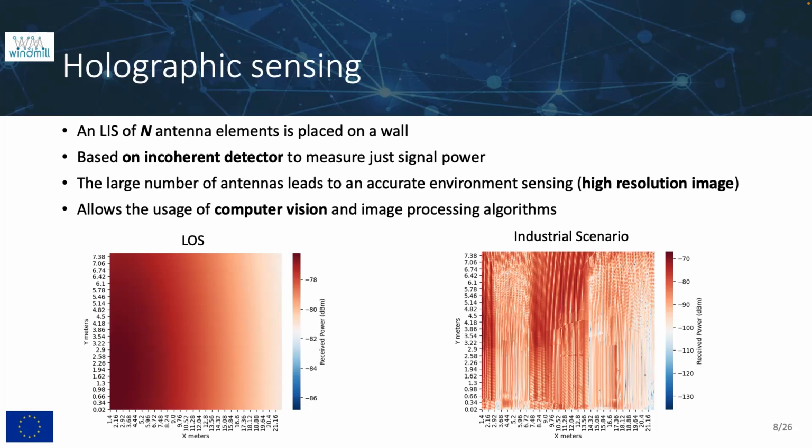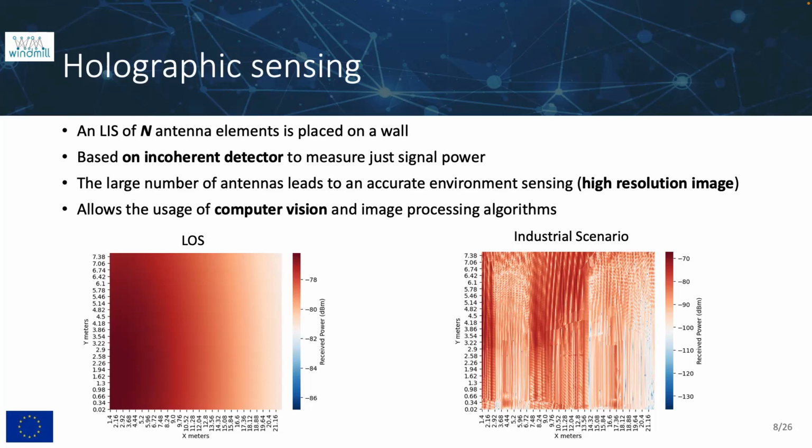So this hopefully should close the gap between computer vision and image processing in a wireless sensing kind of field, so to say. So here we have two exemplary radio maps using holographic sensing. The first one corresponds to a really line of sight scenario. It's not that descriptive, but what we want to show is the comparison with what we denominate as an industrial scenario. So we deploy an LIS in a wall in an industrial scenario.